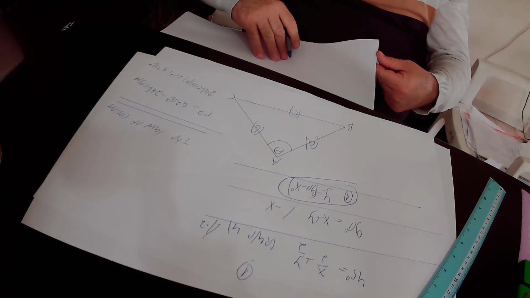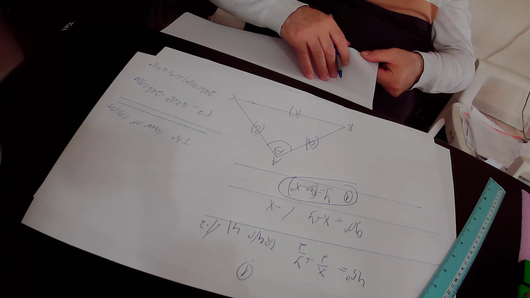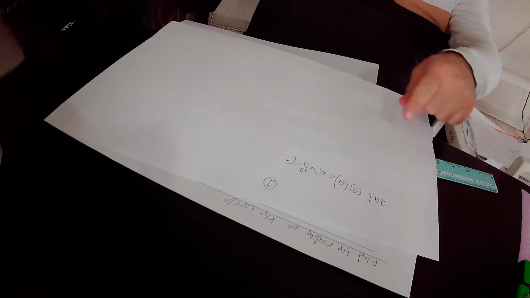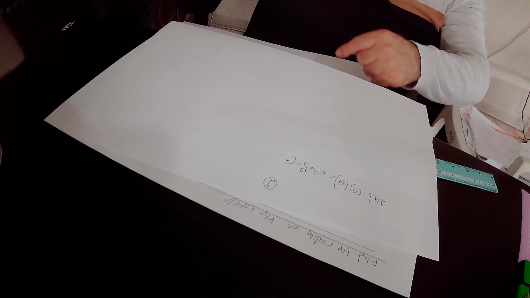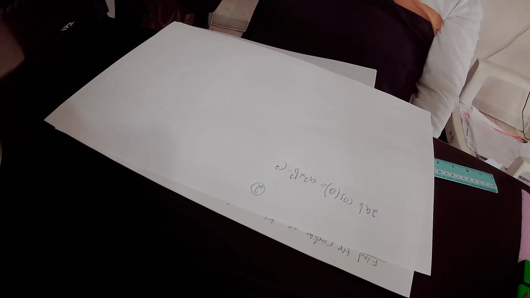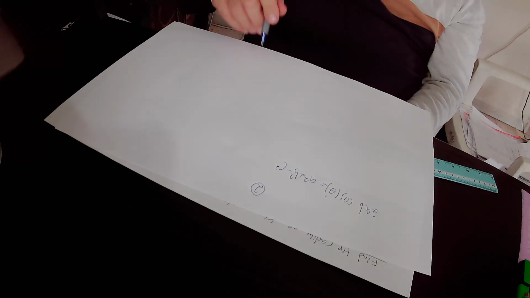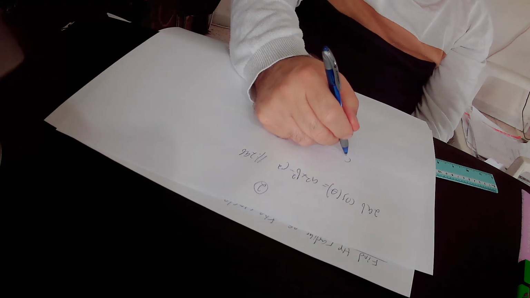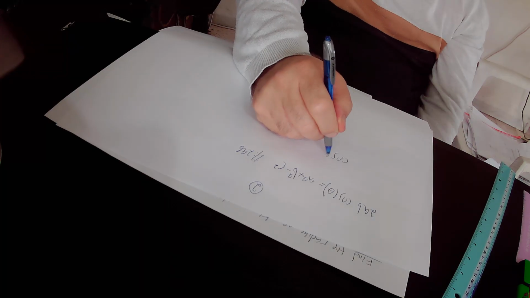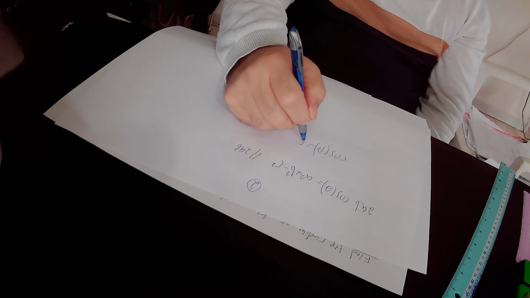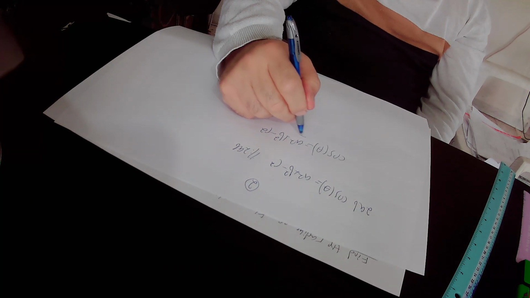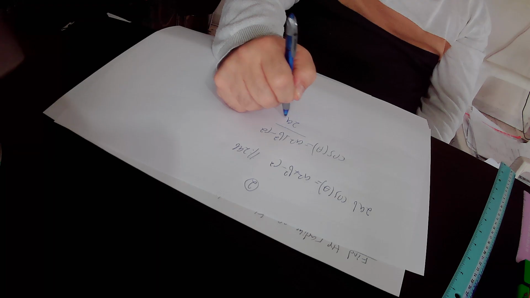And again, we found that 2 times AB cosine theta equals A squared plus B squared minus C squared. Here we divide this equation by 2 times AB, and finally we get that cosine theta equals A squared plus B squared minus C squared over 2 times A times B.